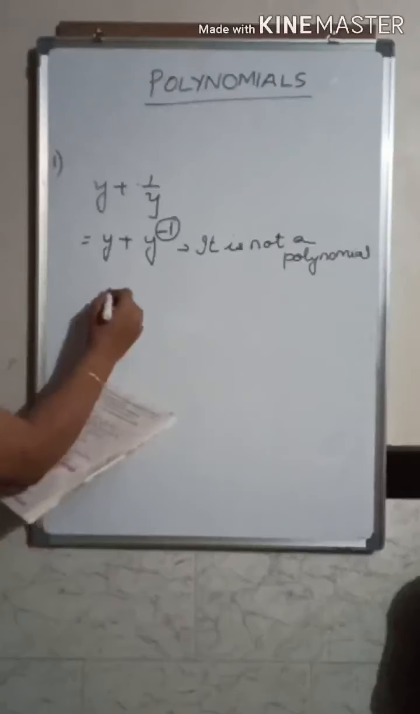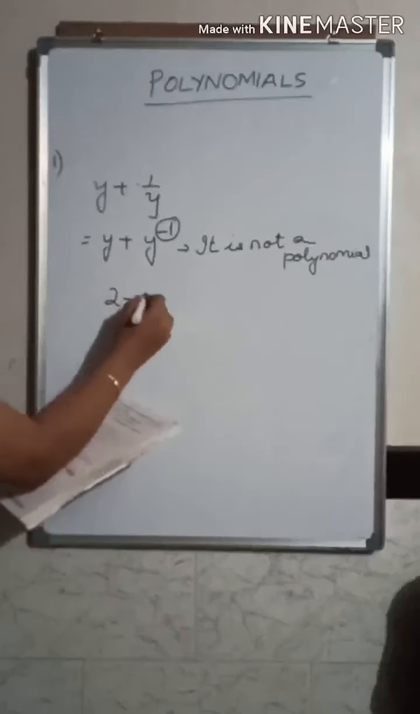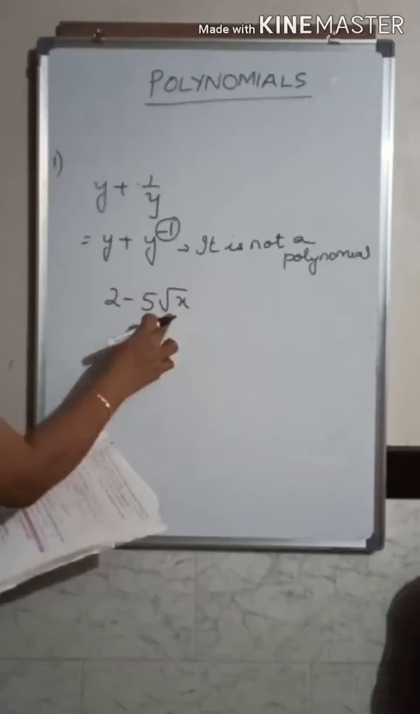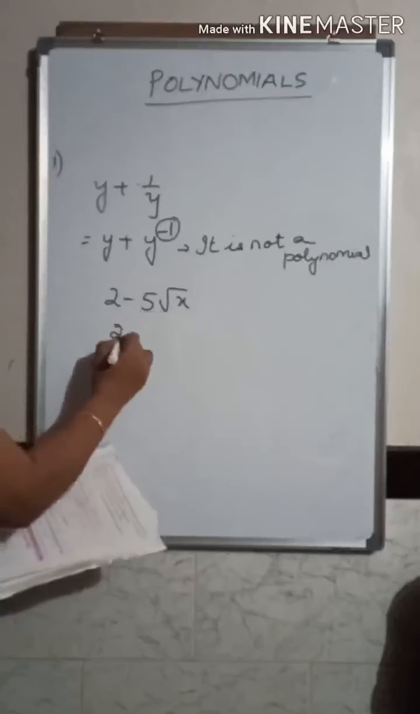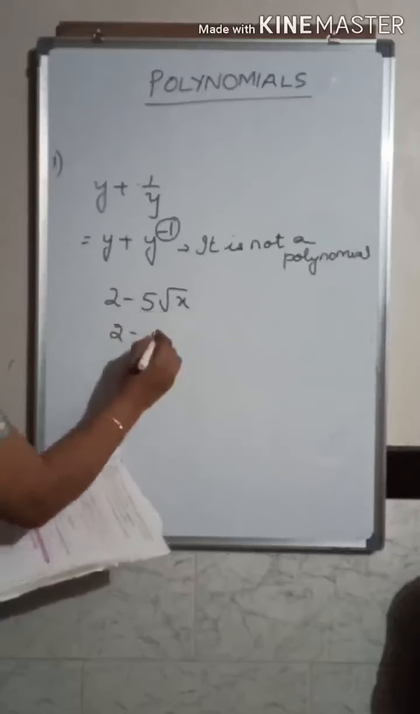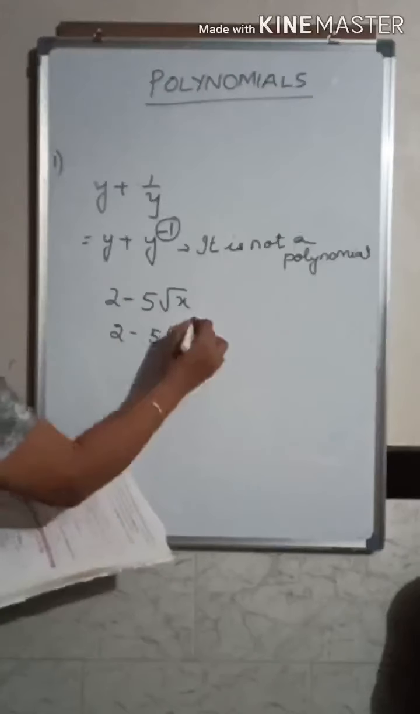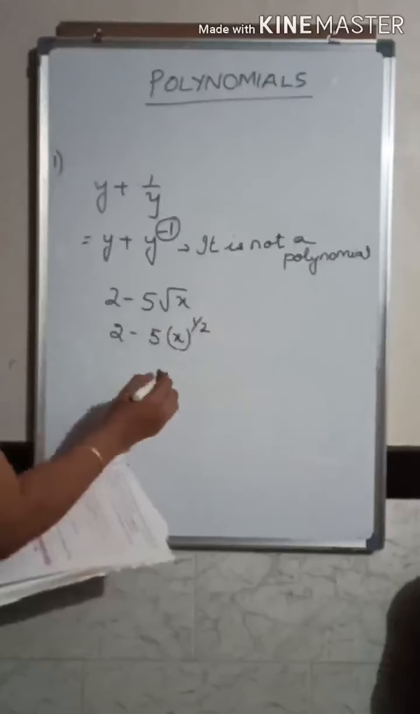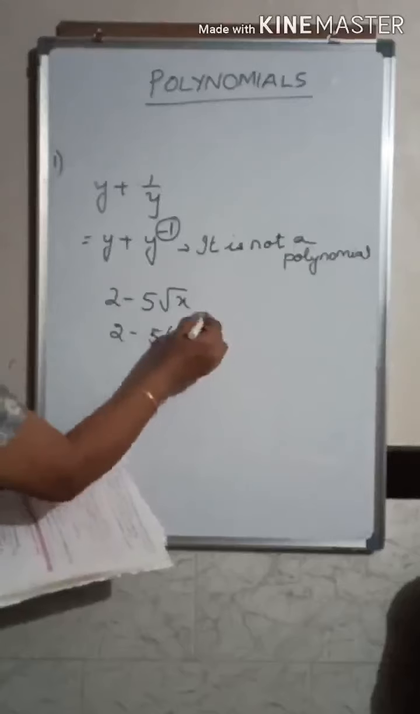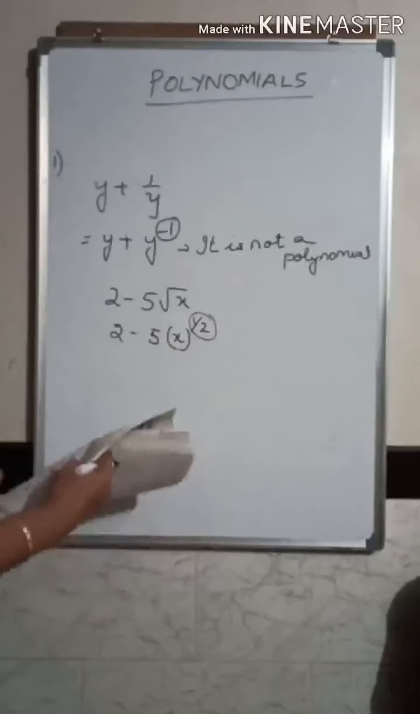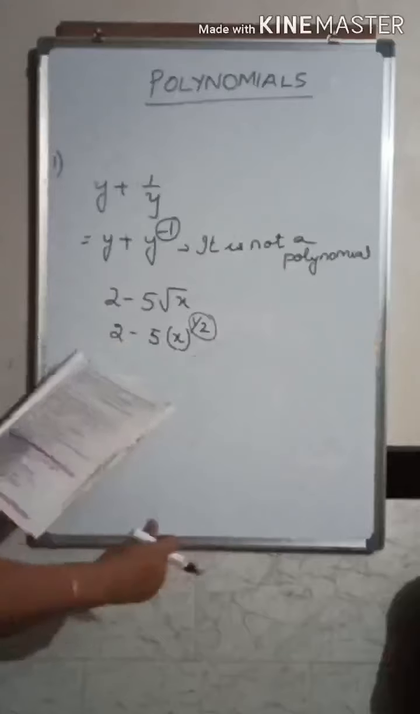The second one they have given is 2 minus 5 root x. When you write root x in the index form, you get 2 minus 5 x to the power of 1 upon 2. So again you have a fraction as the index of the variable. If it is a fraction, again it is not a polynomial. So you have to write it is not a polynomial.